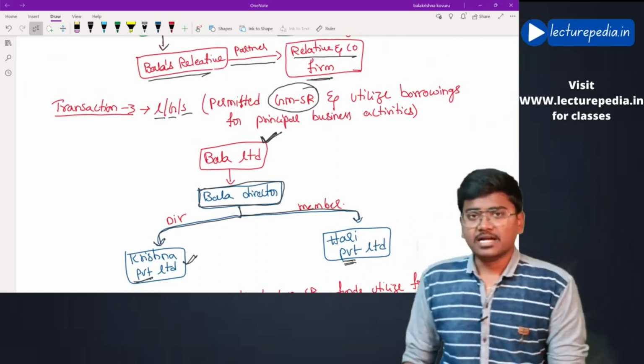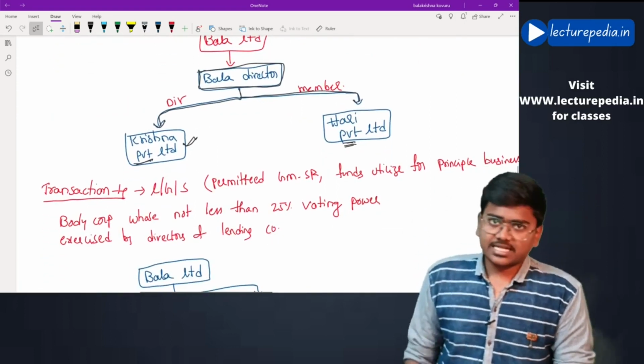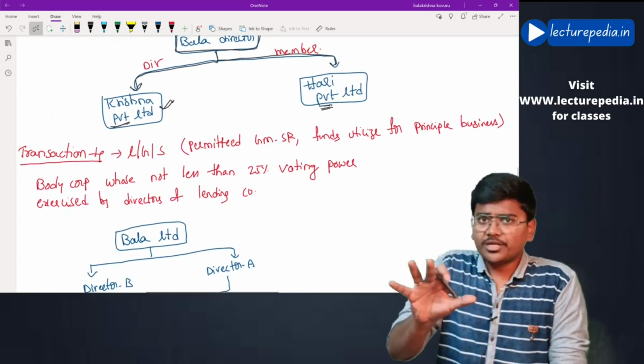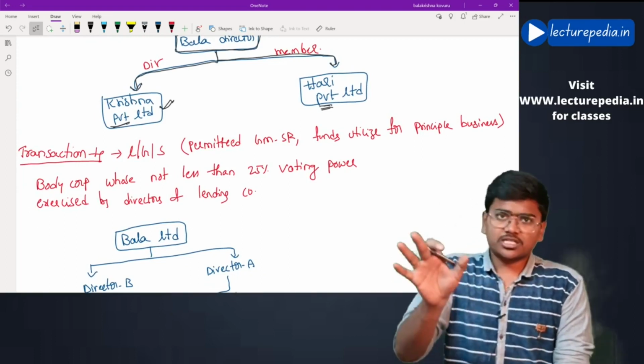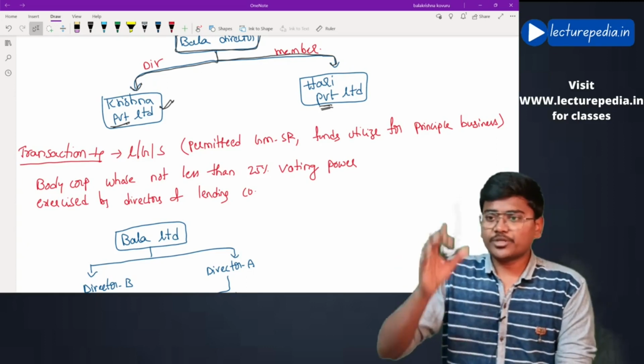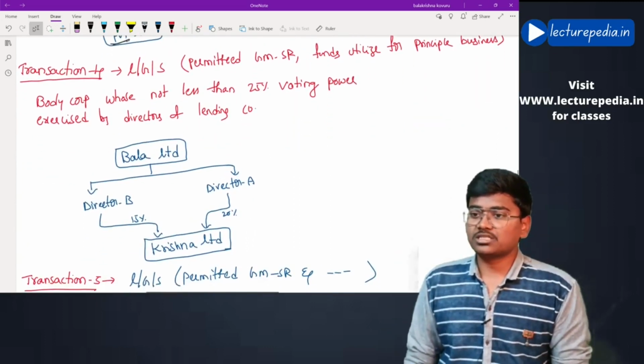Hope this is clear. Transaction number 4. Even transaction number 4 is also not completely prohibited. You can enter into transaction 4 subject to general meeting special resolution and funds must be utilized for principal business activities. Let us see what is the third transaction.